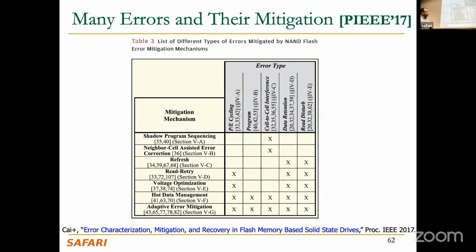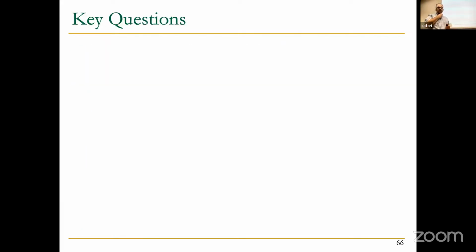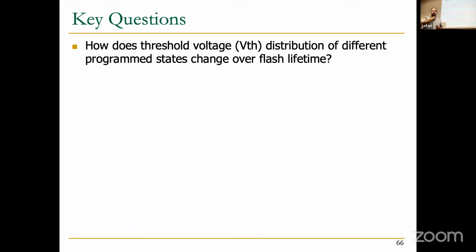Okay, so now I want to go to the next topic, the next error that we want to cover here, which is threshold voltage and program interference analysis. We have some key questions. The first one is: how does the threshold voltage distribution of different program states change over flash lifetime? We know that over time, with P/E cycles and also after some time, these distributions are going to move to the left or right, and they are widening.